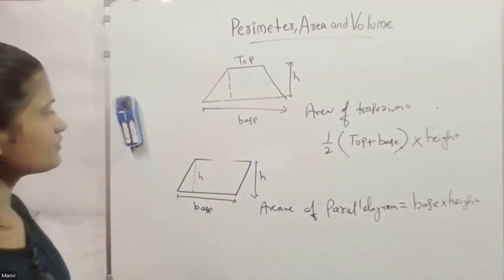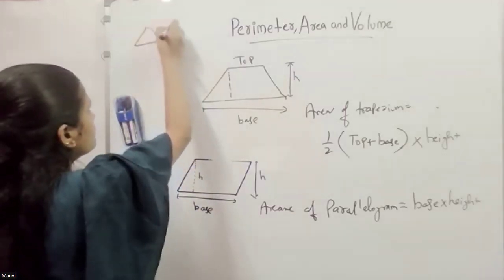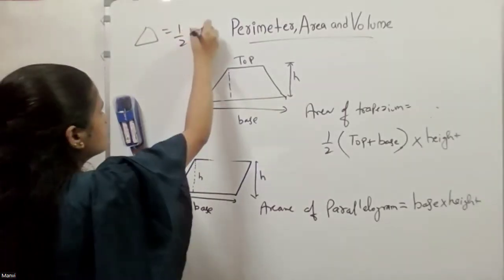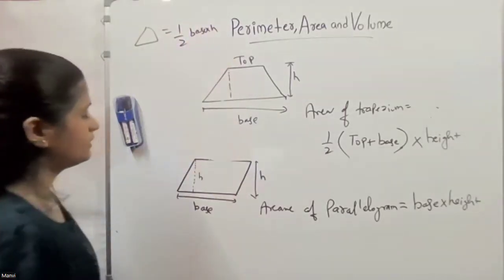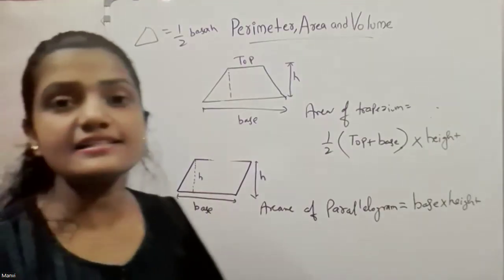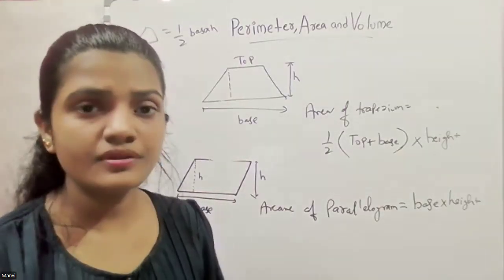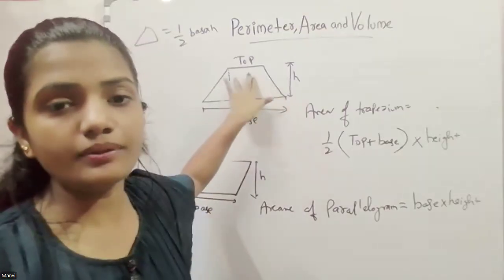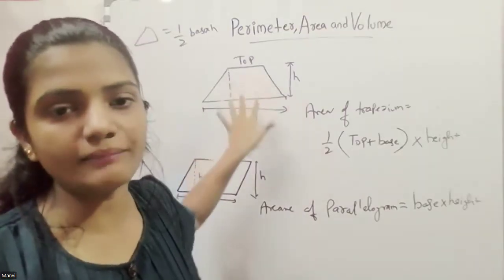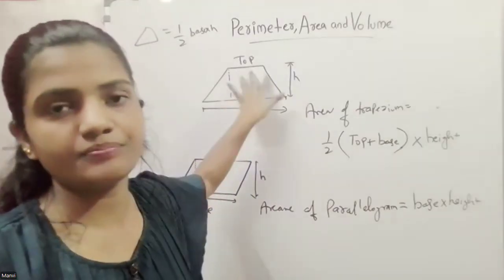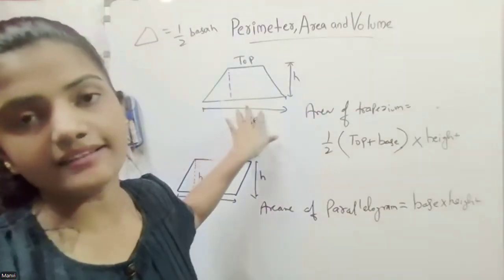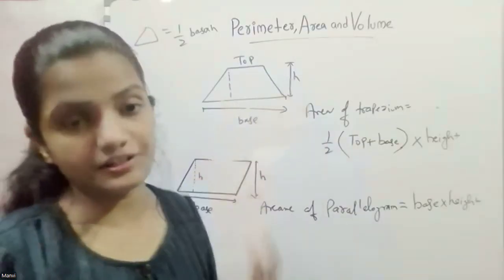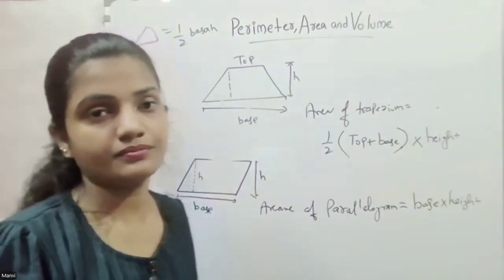So area of a triangle equals half into base into height. Parallelogram: base times height. And this is trapezium. So this is top plus base. Top and bottom, we need to add these opposite sides. Top plus base, and then times half and then height.